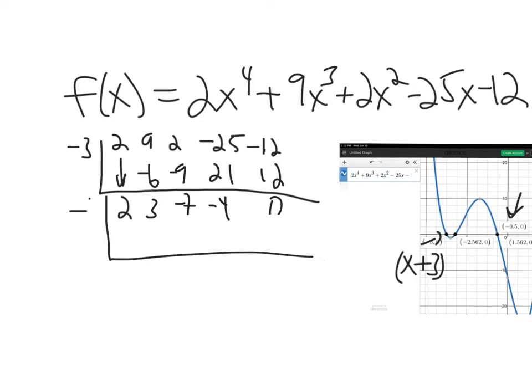So I've got negative 1/2, bring down the 2. 2 times negative 1/2 is negative 1. That gives me 2. 2 times negative 1/2 is negative 1. That gives me negative 8. Negative 8 times negative 1/2 is positive 4, which is 0. We knew it was a 0 again, right?